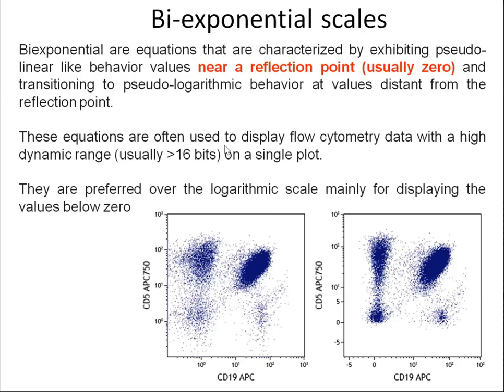These equations are often used to display flow cytometric data with high dynamic range as log scale. But when you use log scale for showing data with high dynamic range, you see that there is some population lost.